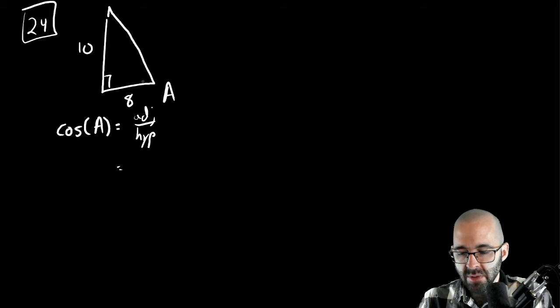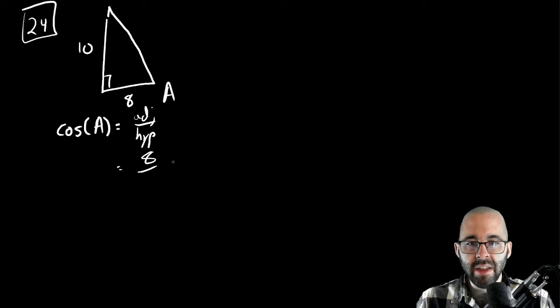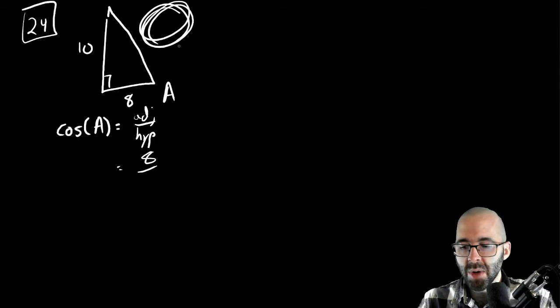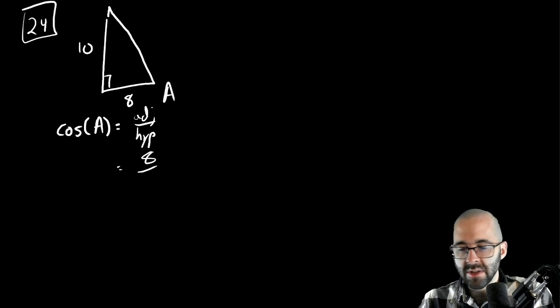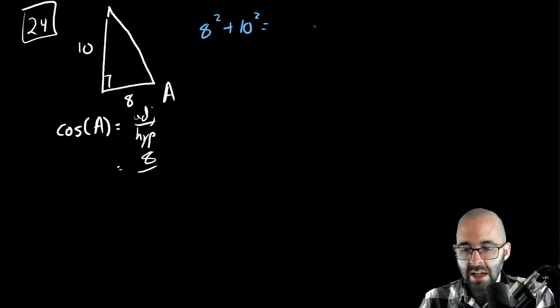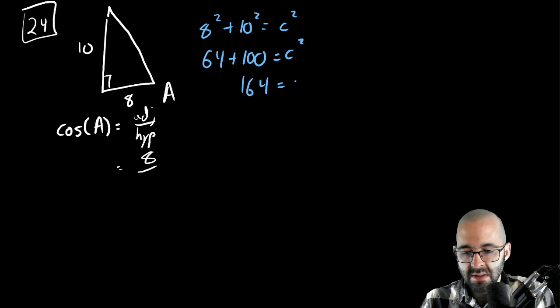So the adjacent for a, well, that's easy. The adjacent is the one that's right next to it. That's 8. Divided by the hypotenuse. We don't know the hypotenuse, right? What's the hypotenuse? Again, we're going to use Pythagorean's theorem. So let's go off to the side. A squared plus b squared equals c squared. And then just solve for c. So again, very similarly to before, we're going to get 164 is equal to c squared. That is nothing nice.